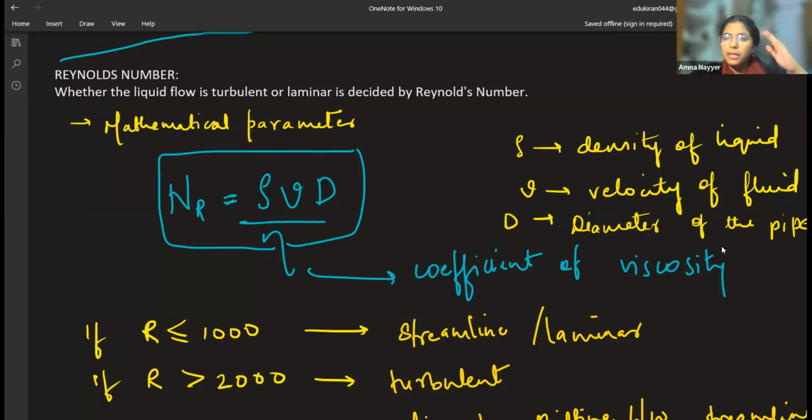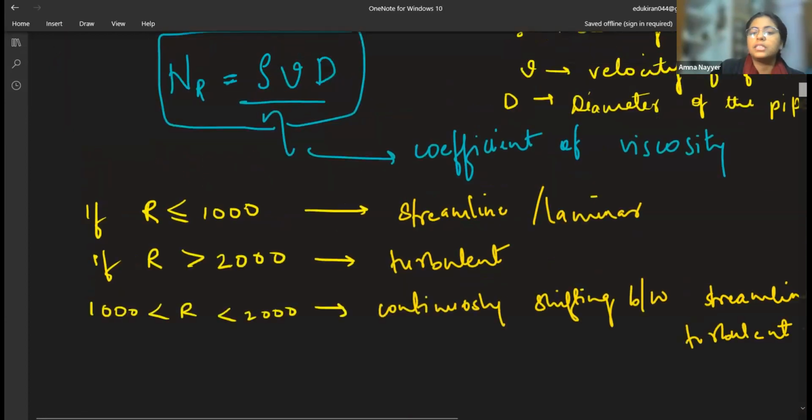But see, in between 1000 and 2000, there is a possibility that you can get a value between 1000 and 2000. Less than 1000, you will say it's streamline or laminar. More than 2000, you will say turbulent. But what about between these two? It means it is not fixed. It is not one single streamline or one single turbulent. It means it is continuously shifting between turbulent and streamline. All right, this is what is meant by Reynolds number, continuously shifting.